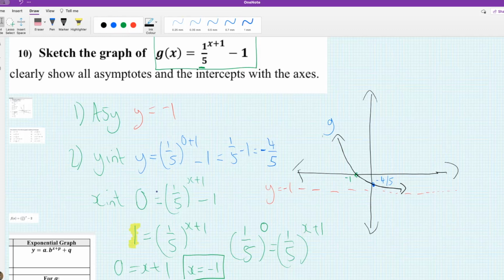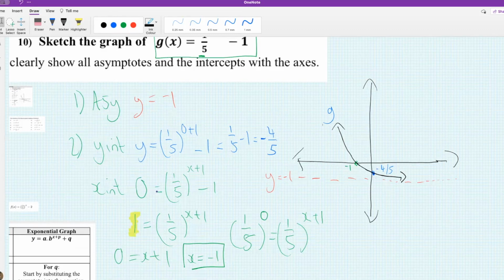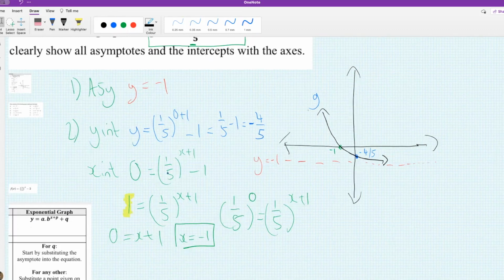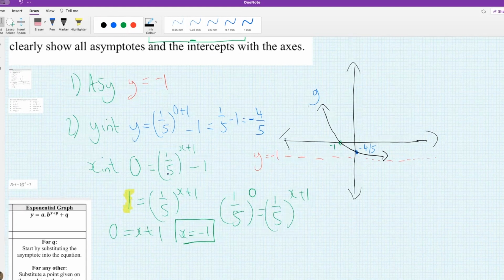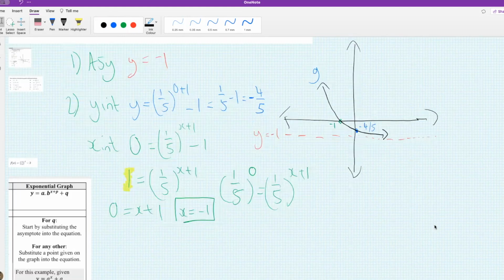Okay, so give me a score out of 10 for how well you understand sketching exponential graphs. Give me a score out of 10 for how you feel about sketching exponential functions.